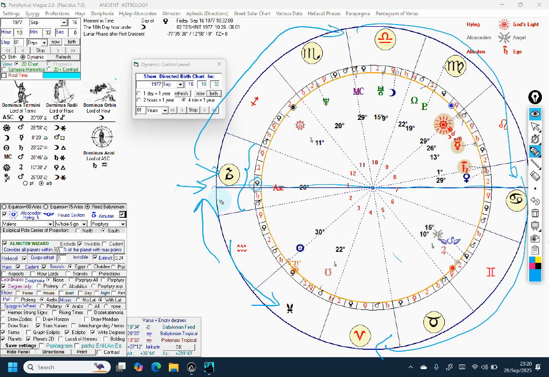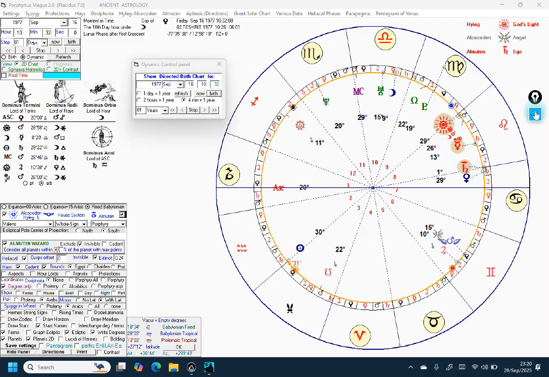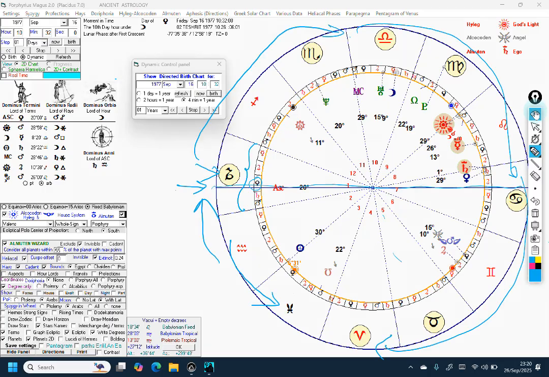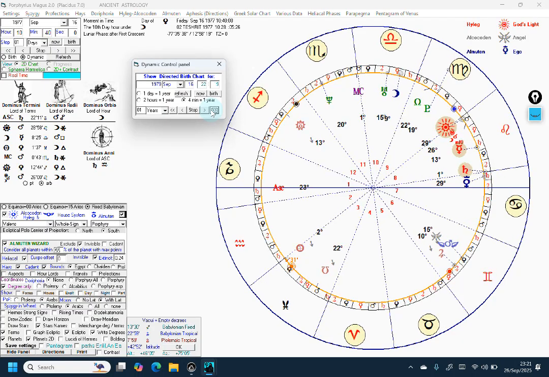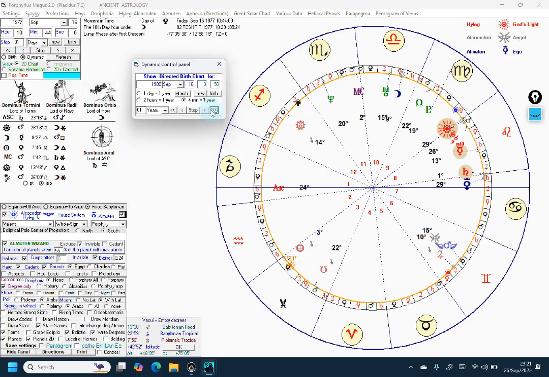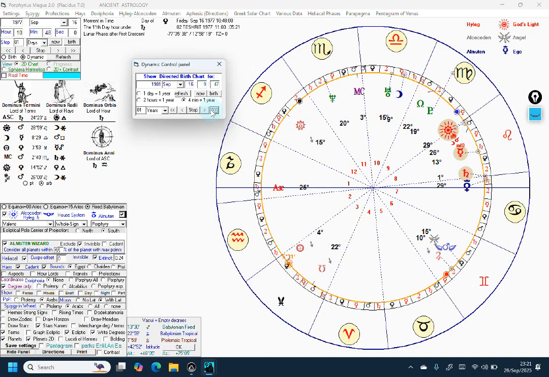If I have to explain this, maybe I'll just turn on the animation so that you understand what happens and how the ascendant or the lagna changes. Just a minute. You see, this is what happens.